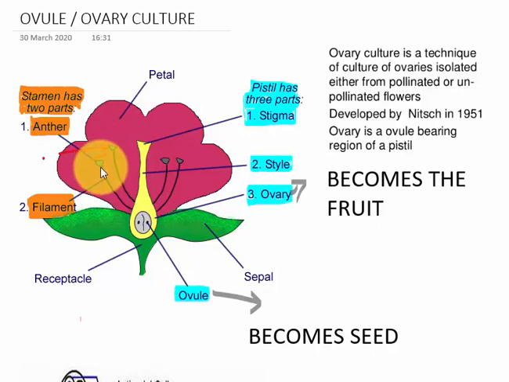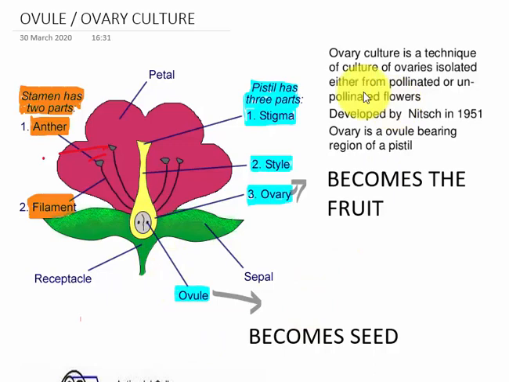the connective tissue. Okay. So the next is the female reproductive part of the flower, that is called the pistil. It consists of three parts. First one is the stigma, and this slender-like structure is the style, and this snake-like structure is the ovary. And inside the ovary, the ovules are present. So after the fertilization, the ovary becomes the fruit, and the ovule becomes the seed.